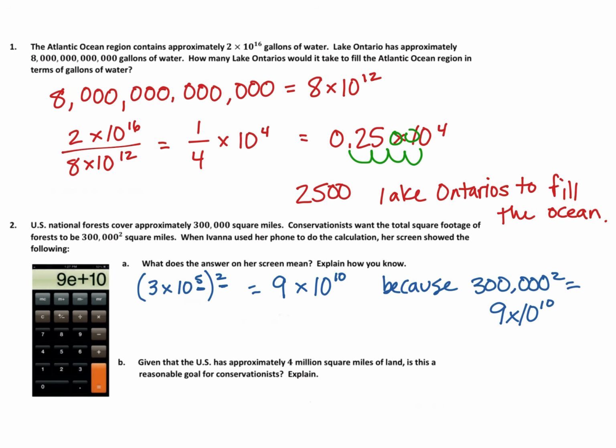B says, given that the U.S. has approximately 4 million square miles of land, is this a reasonable goal? And explain. So the conservationists want 9 with 10 zeros behind it. But there's only 4 million. 4 million has 6 zeros behind it. The U.S. has 4 million square miles total. Is there enough space for that much land, 300,000 squared, to be designated for national forests? No.